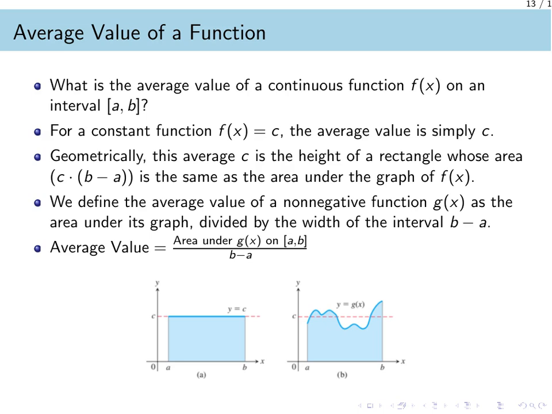We can extend this idea to any function. Imagine the area under the graph is a volume of water. The average value is the height the water would settle to. Therefore, we define the average value of a function as the area under its graph, divided by the width of the interval, b minus a.